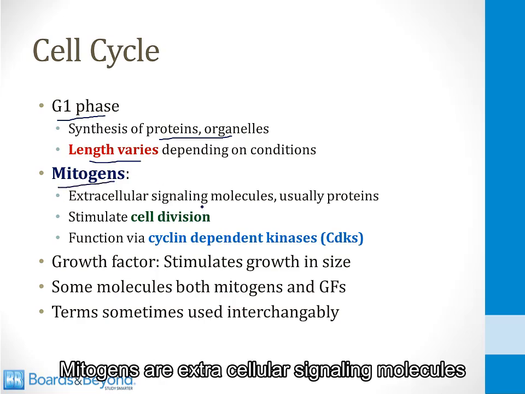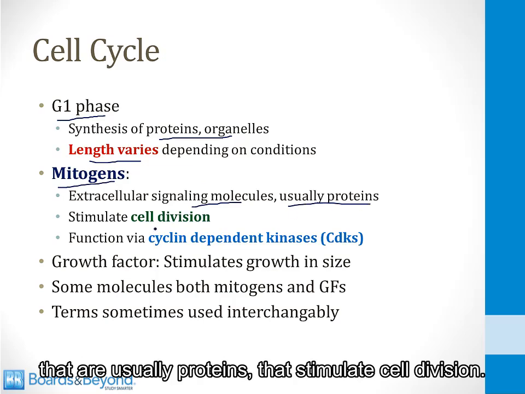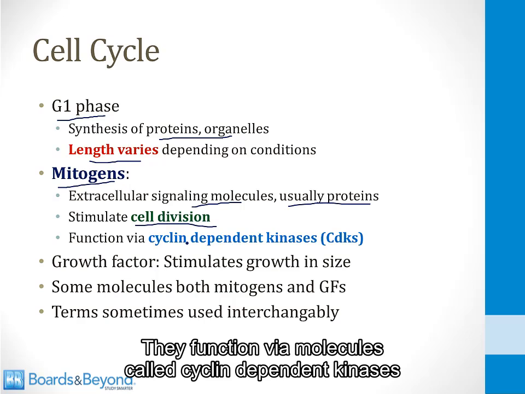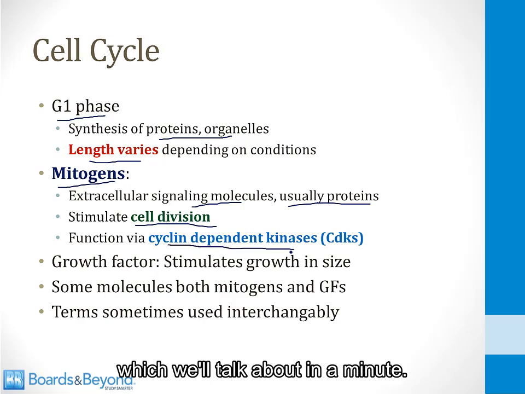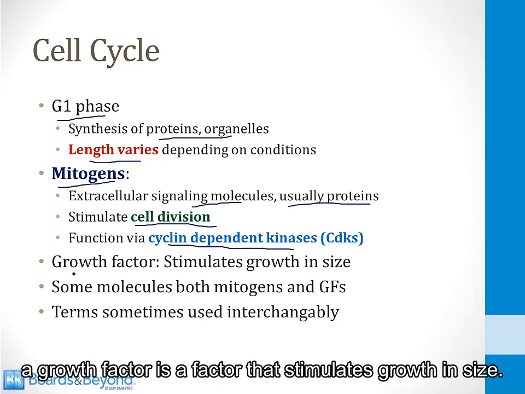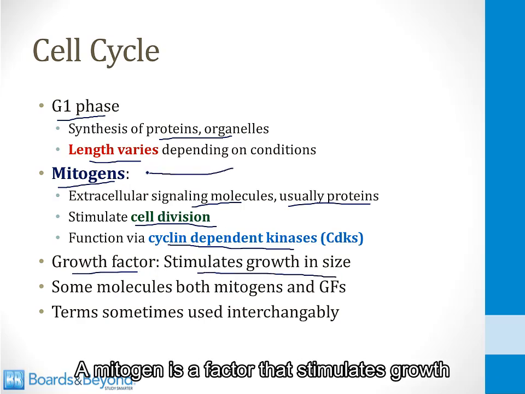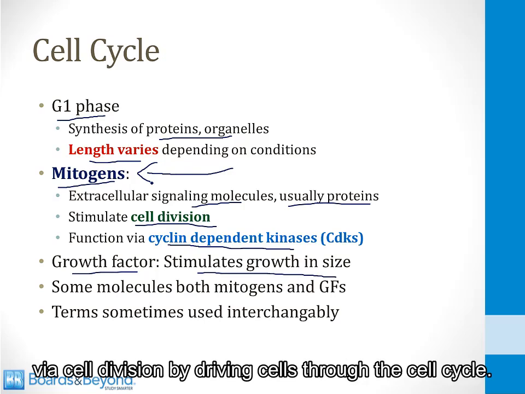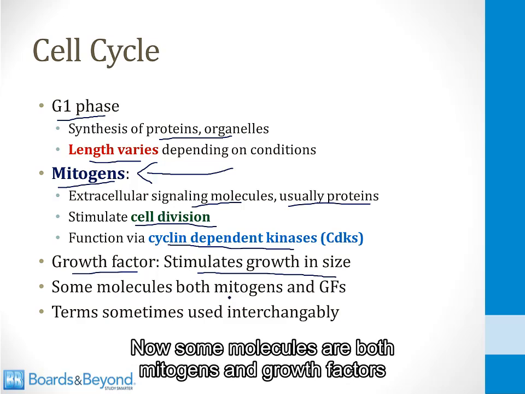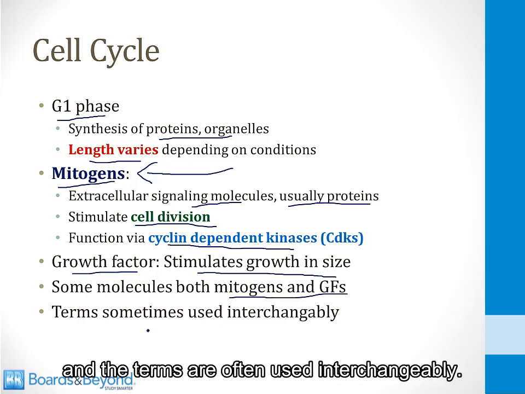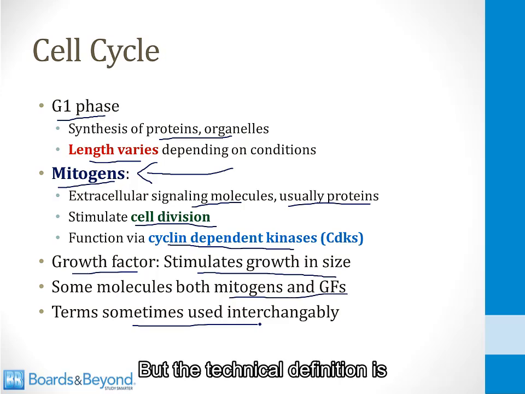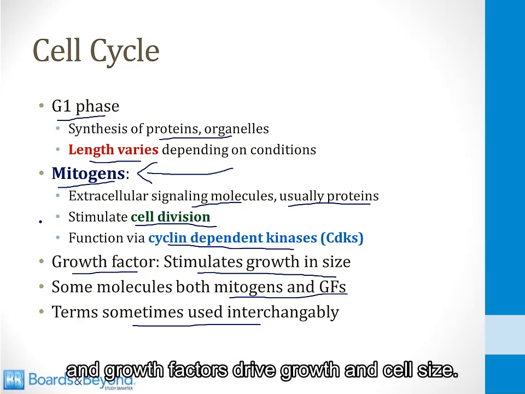Mitogens are extracellular signaling molecules that are usually proteins that stimulate cell division. They function via molecules called cyclin-dependent kinases, which we'll talk about in a minute. And just some vocabulary here, a growth factor is a factor that stimulates growth in size. A mitogen is a factor that stimulates growth via cell division by driving cells through the cell cycle. Now, some molecules are both mitogens and growth factors, and the terms are often used interchangeably, but the technical definition is that mitogens drive cell division and growth factors drive growth in cell size.